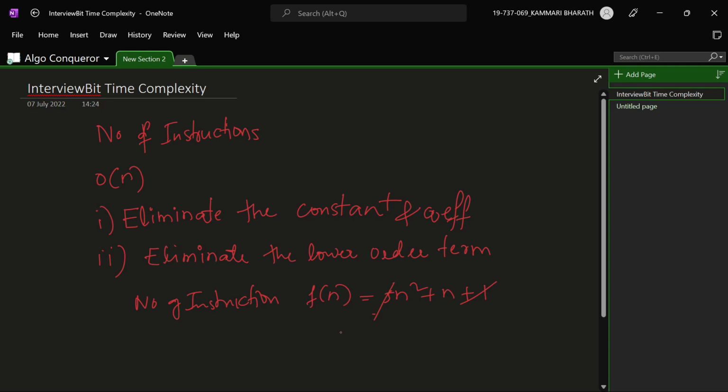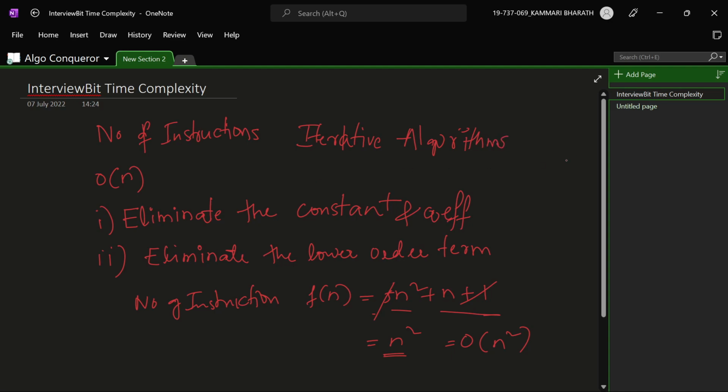Coefficients also. Now what does the second rule say? Eliminate the lower order terms. This is the highest order term in this equation. These are the lower order terms. You eliminate all of them. What would you get as a result? N square. So this is big O of n square. This is how you basically calculate the time complexity. And one thing you must note here is this is only for iterative algorithms. This is not applicable for recursive algorithms.